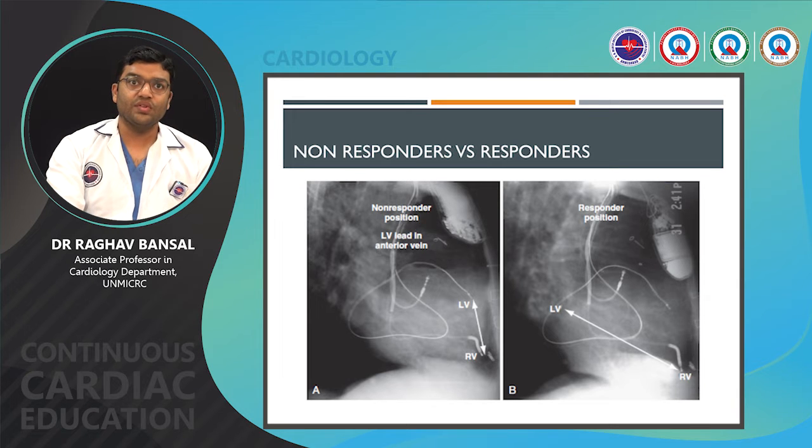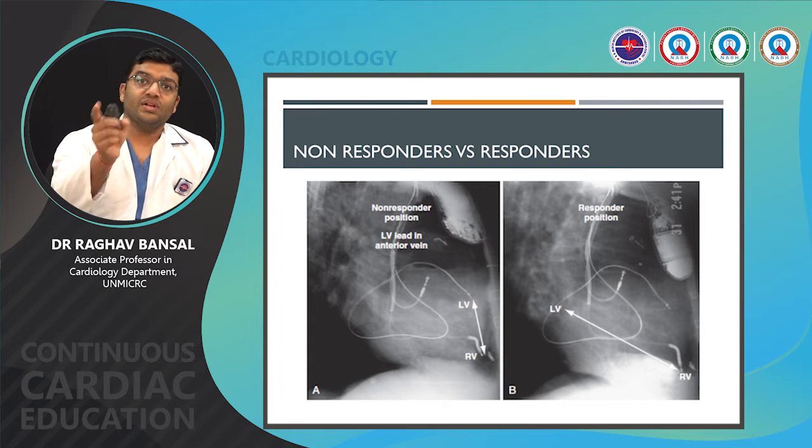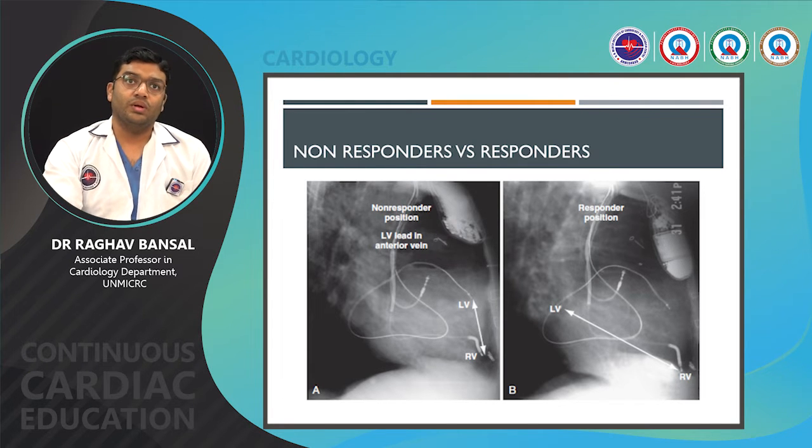On the left side of the figure, the LV lead is implanted in the anterior interventricular vein along the septum, and we see that the tip of the LV lead is near to the tip of the RV lead; the distance is small. But another lead was implanted later because there was a lack of CRT response, and now the patient responded and the distance between the LV and the RV was much more than before.